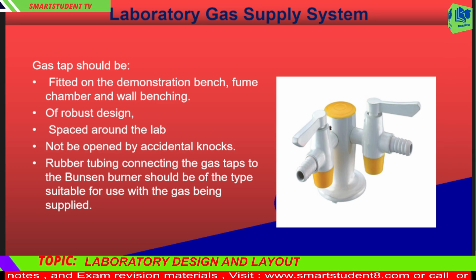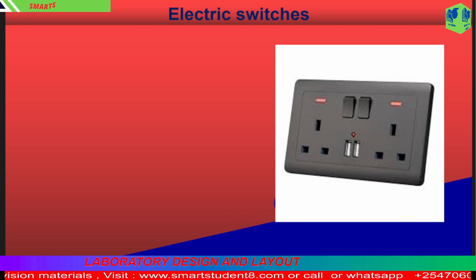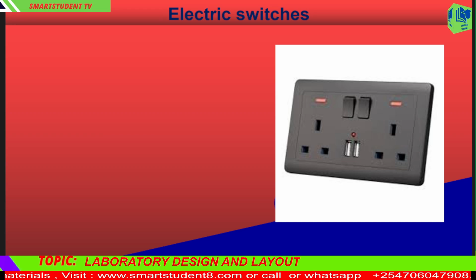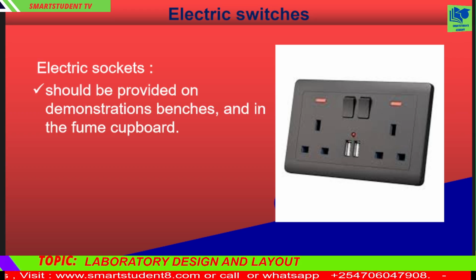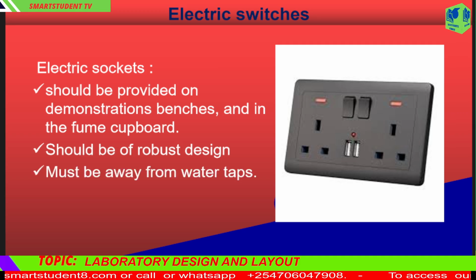7. Electric switches. 1 electrical socket per pupil is recommended. As with gas taps, other sockets should be provided on demonstration benches and in the fume cupboard. Electrical sockets should be of robust design and must be away from water taps.